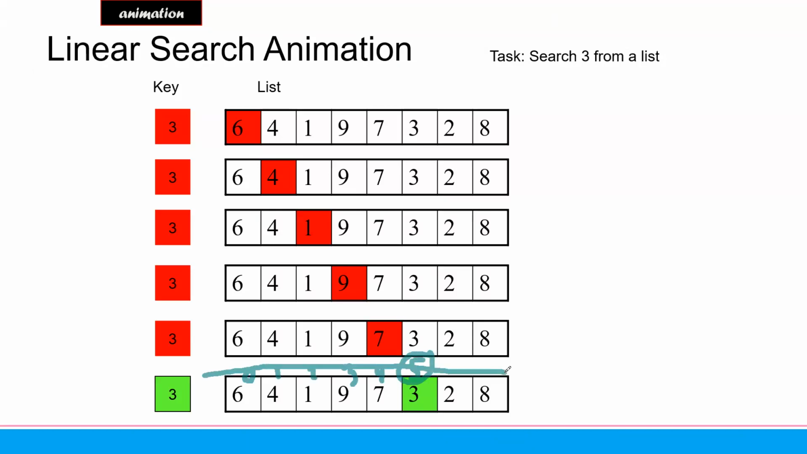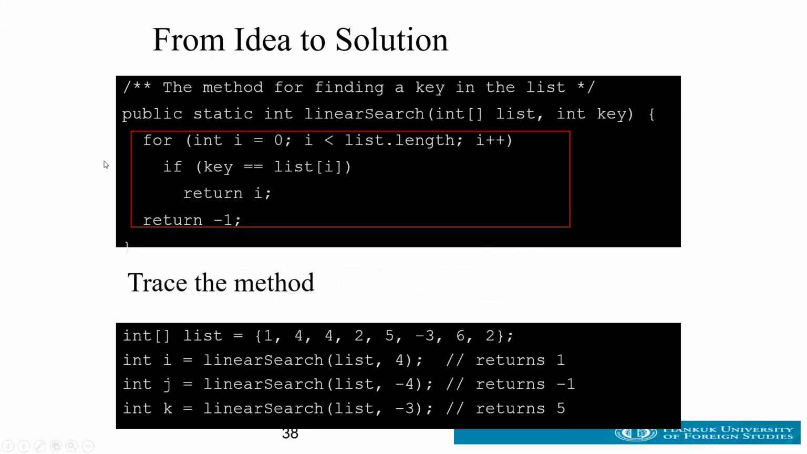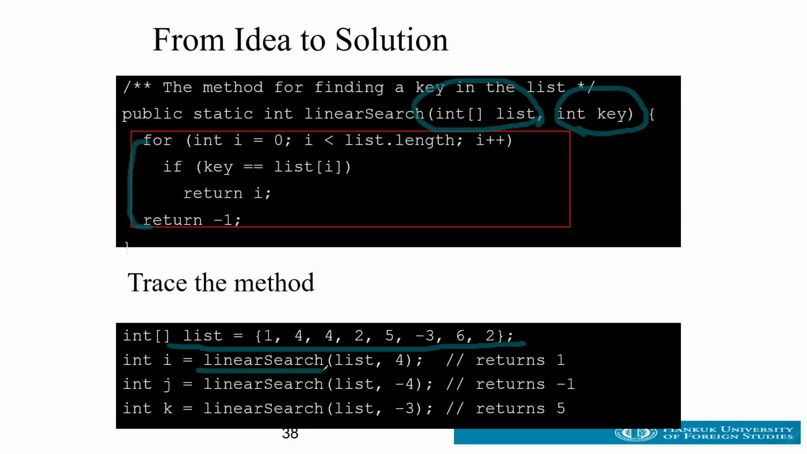If you cannot find the number until the end of the array, then it will return -1. So we can make the linear search as a method with one argument of array type and one argument of primitive data type. And you can run this. Let's say I have a list 1, 4, 4, 2, 5, 3, -3, 6, and 2. If I do linearSearch(list, 4), what is the result?